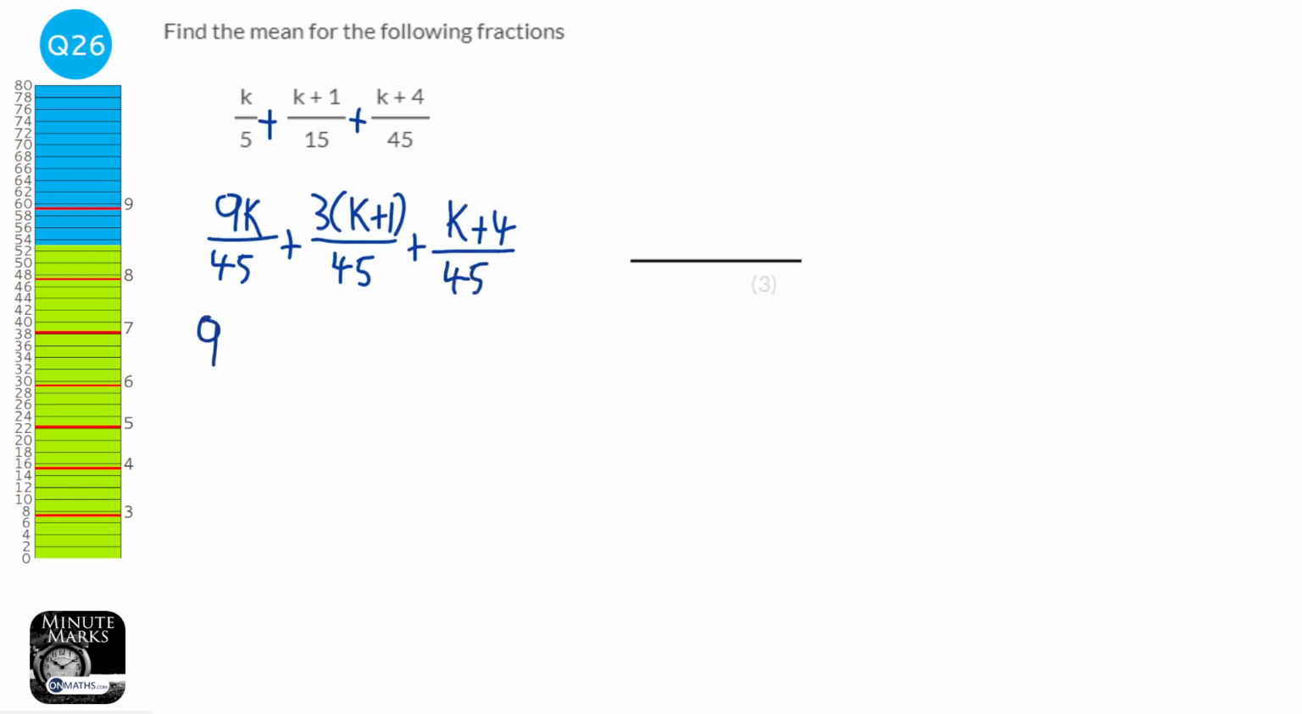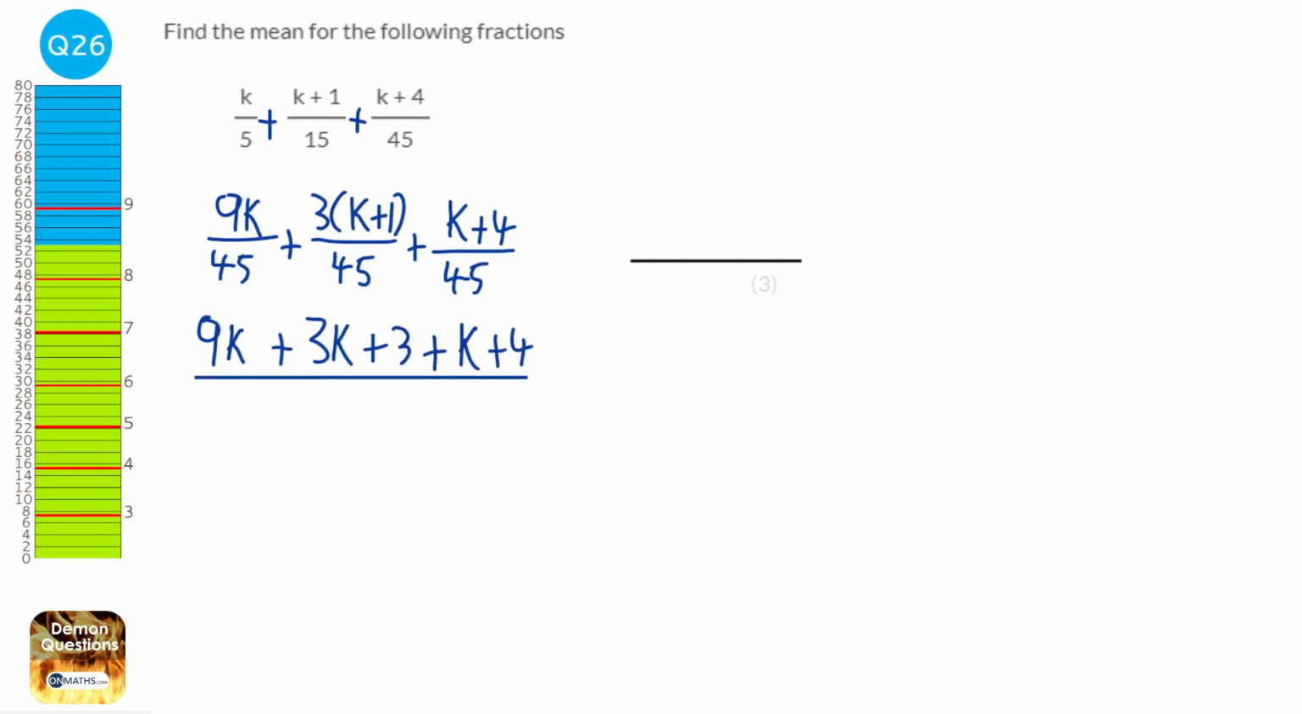Then we can just add the numerators together, and I'm just going to expand the bracket here, so it's 3k plus 3 plus k plus 4, and then all of that over 45. And then we're going to do 9k plus 3k plus k, which is going to be 13k. And then 3 plus 4, which is just 7 over 45. So the sum of them is 13k plus 7 over 45.